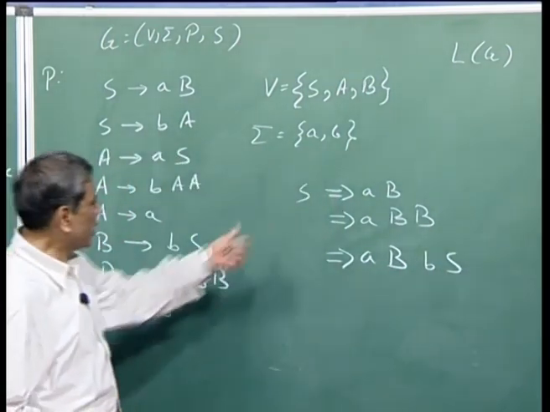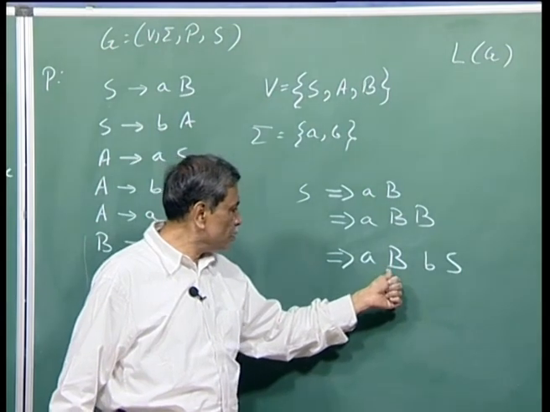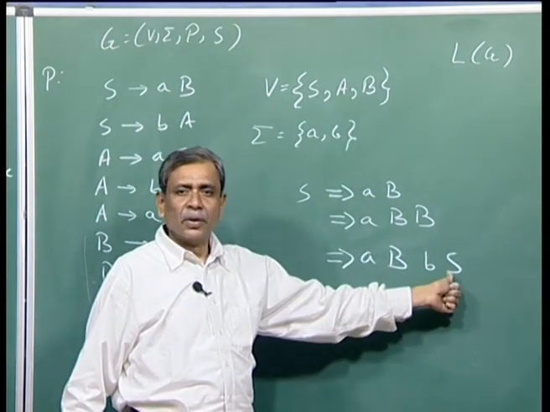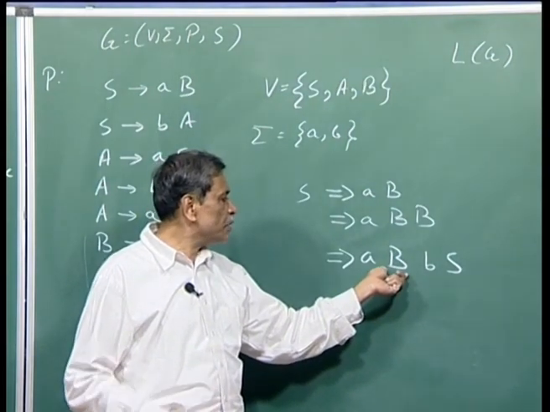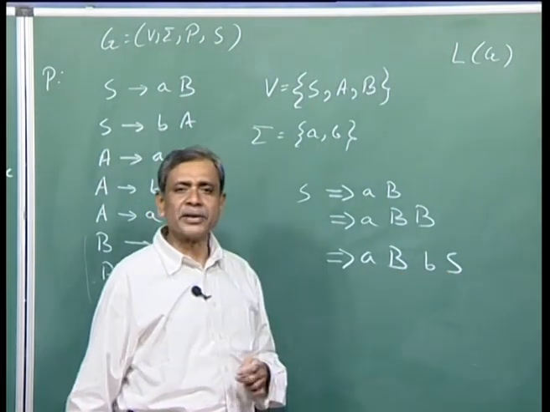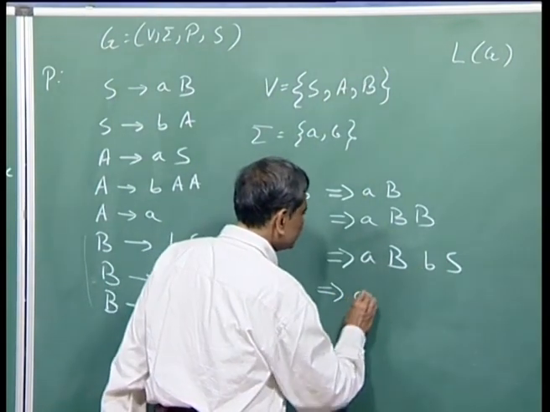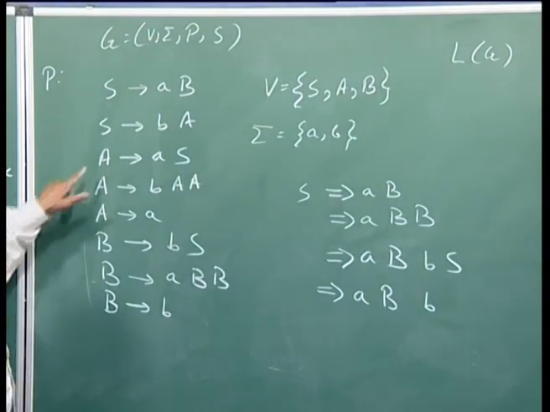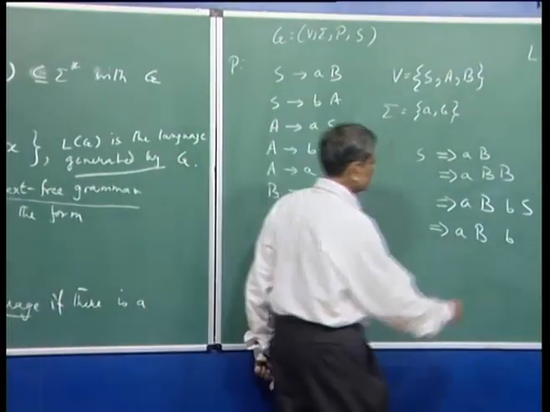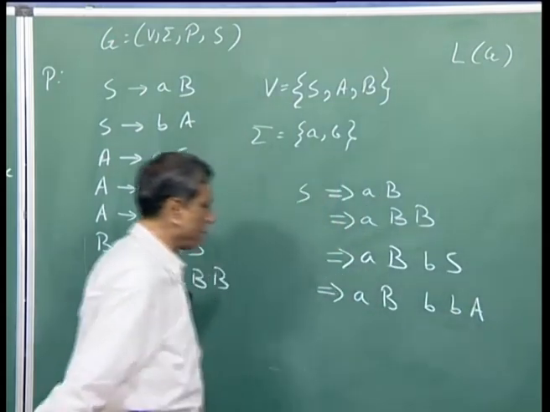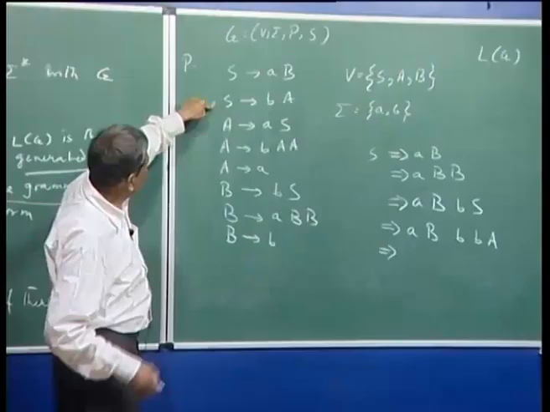So, again from S I have derived a string in which I have these two non-terminals. It is in my hand, I am doing the derivation. I could either use a production whose left hand side is B or I can use a production whose left hand side is S. Let us say that we use this one. And maybe this time let me use this particular one, S goes to B A. So, this S goes to B A.